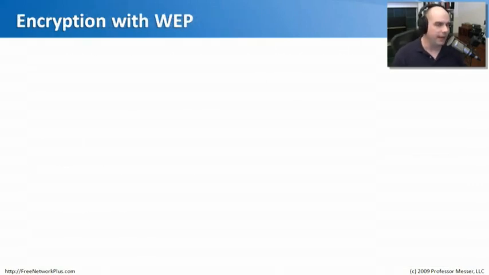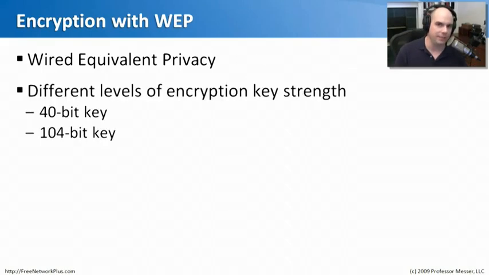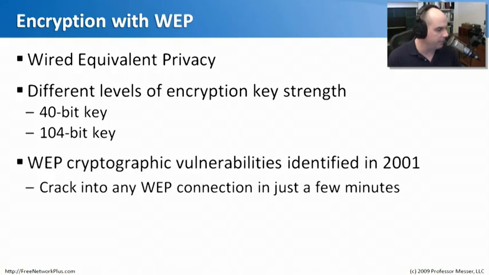Well, now that we've authenticated ourselves to the network, let's encrypt the data that we're sending across the network. One encryption technology is something called WEP, or Wired Equivalent Privacy. It was one of the original encryption types used on wireless networks, and it had different levels of key strengths for this encryption, one that was a 40-bit key and one that was a 104-bit key.